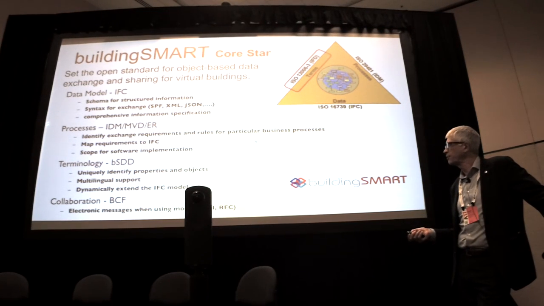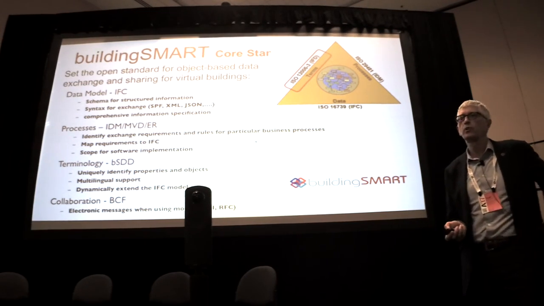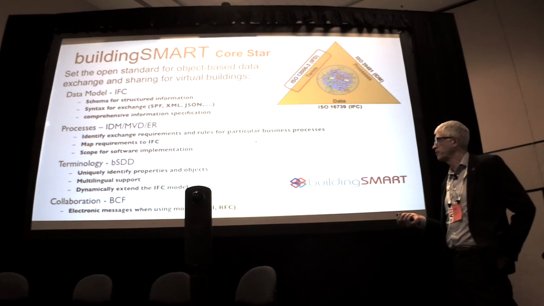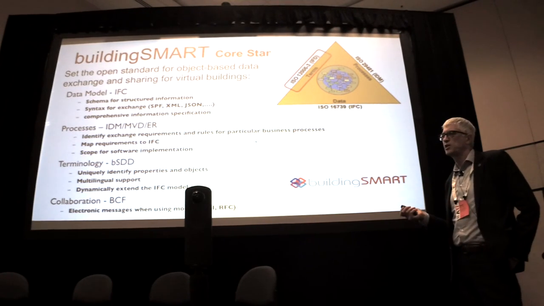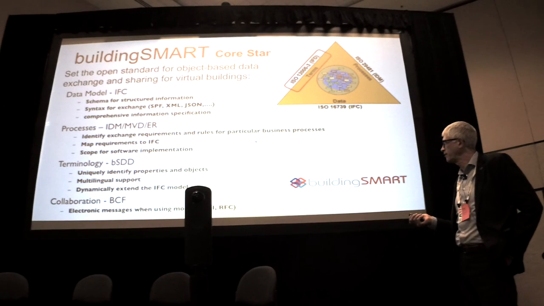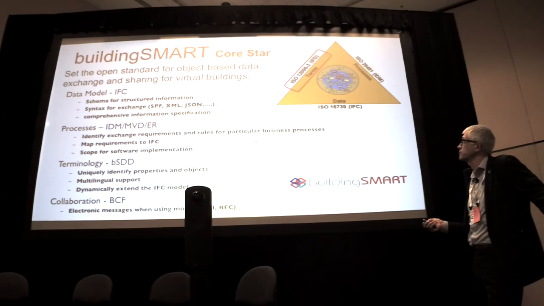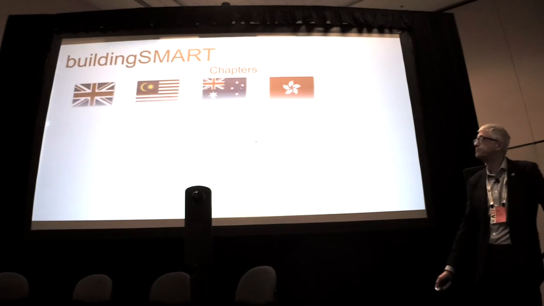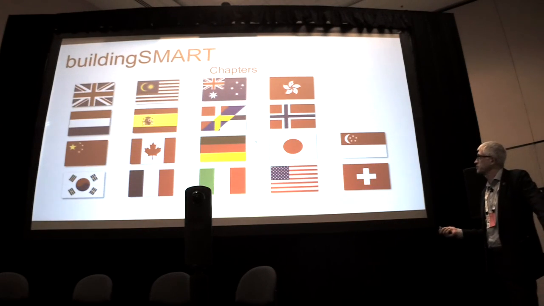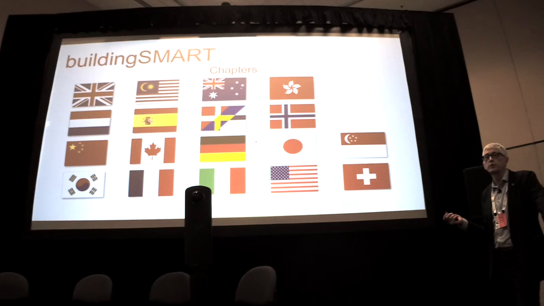There's also a collaboration format within Building Smart, the building collaboration format, a way for adding messaging to models and having RFIs and RFCs in a consistent way. So that's what the core standards of Building Smart are. Building Smart has 18 chapters across the world, so we get to take advantage of what's going on across the world.